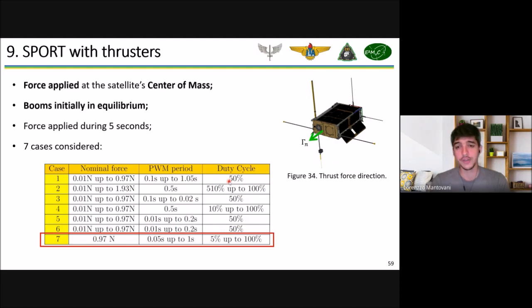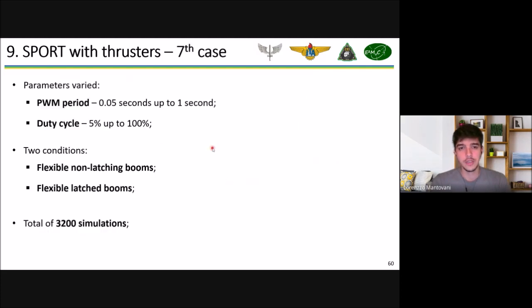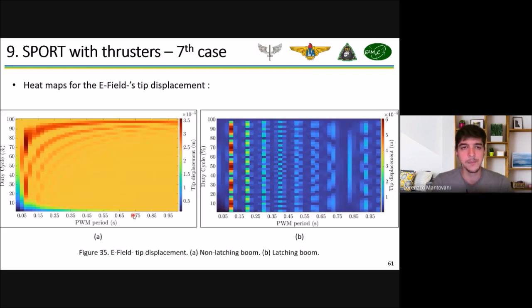So we try to generate heat maps showing the boom's deformation and angular displacement. For the seventh case here, we vary the PWM period from 0.05 seconds up to 1 second, and the duty cycle from 5% to 100%. We also decided to compare two distinct conditions: flexible non-latching booms and flexible latched booms. It accounts for a total of 3,200 simulations for the seventh case here.